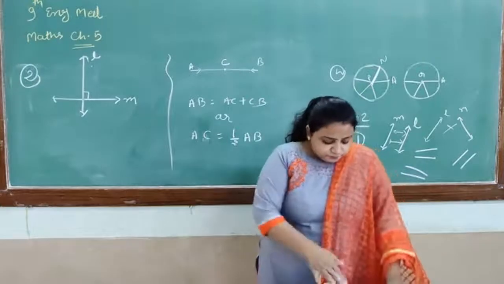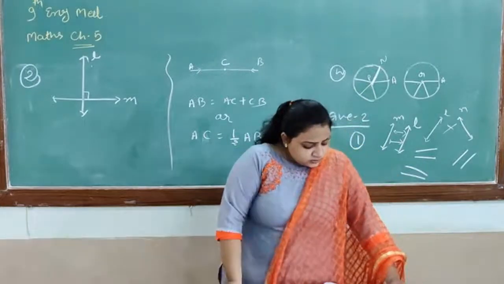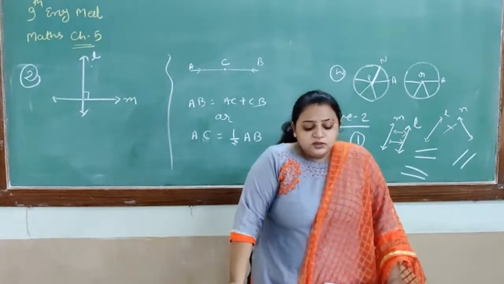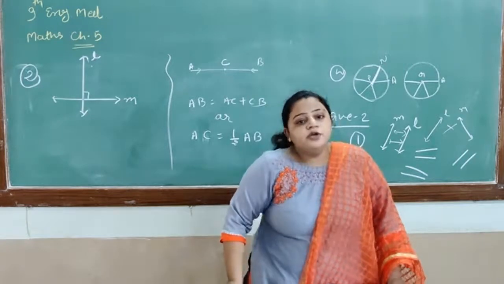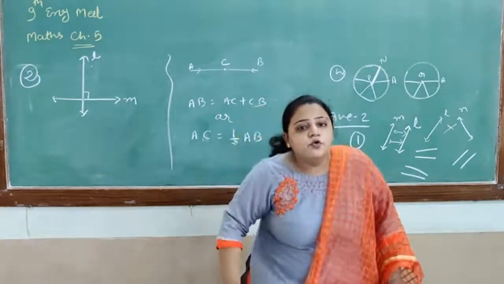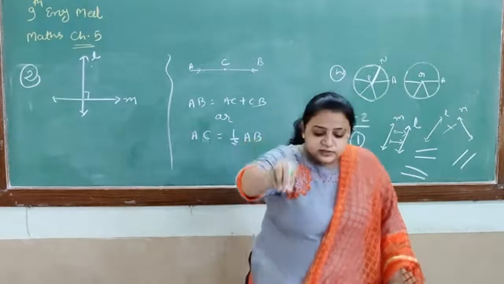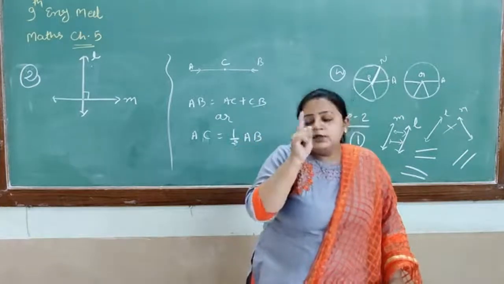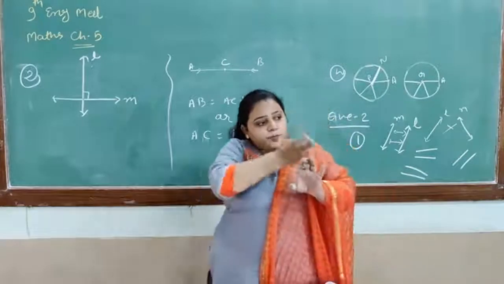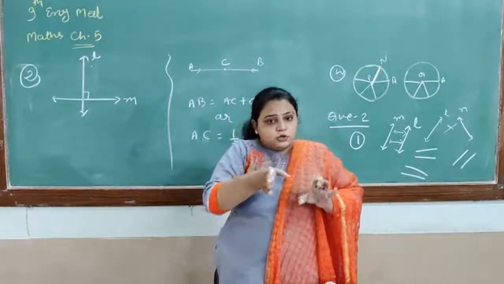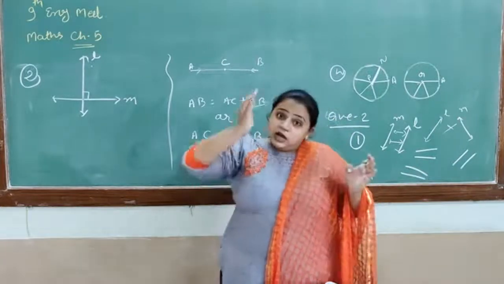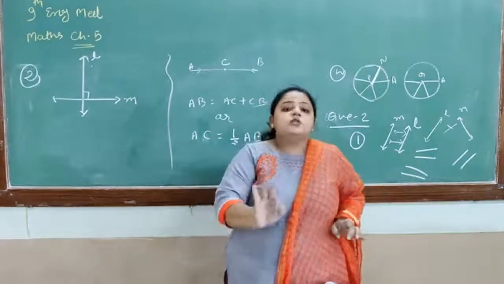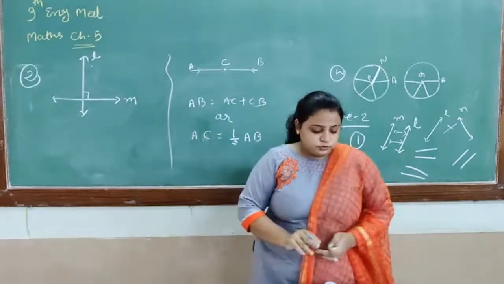What are they saying? They are saying that what we proved in question number 4, because if there is a midpoint in the line, that means both parts of the line are half of the full. That's why it is a universal truth.